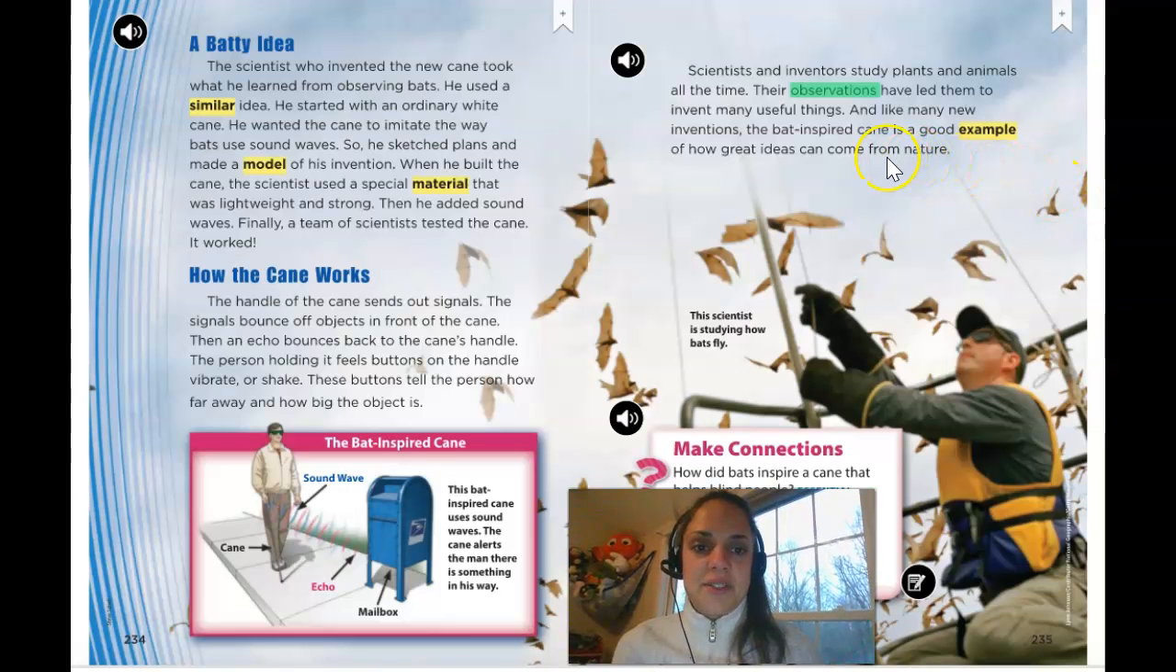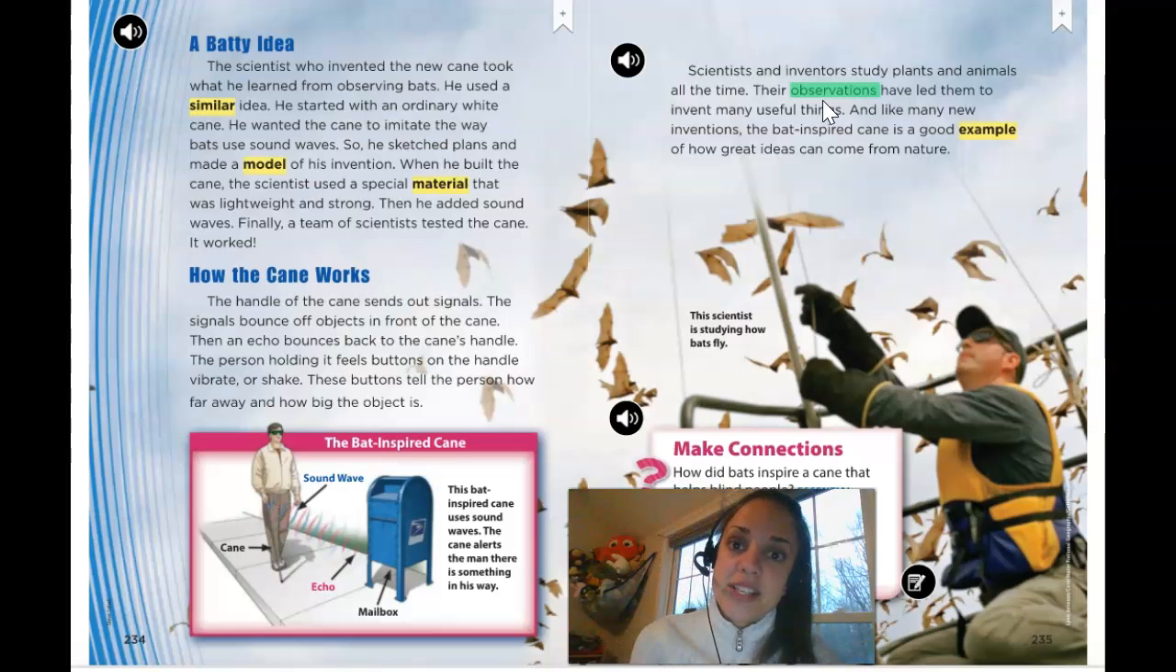And our last word for today, observations. Their observations have led them to invent many useful things. The base word or root word of observations is, let's check your thinking, observe. Observe and observations have a related meaning. Observe means to look at, and observations are what you saw.